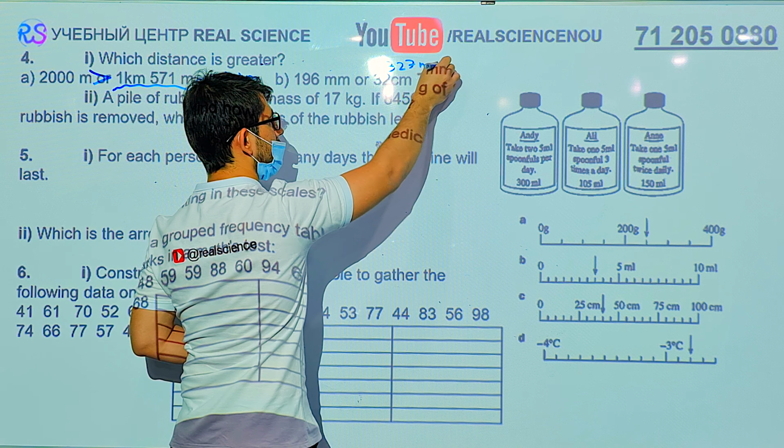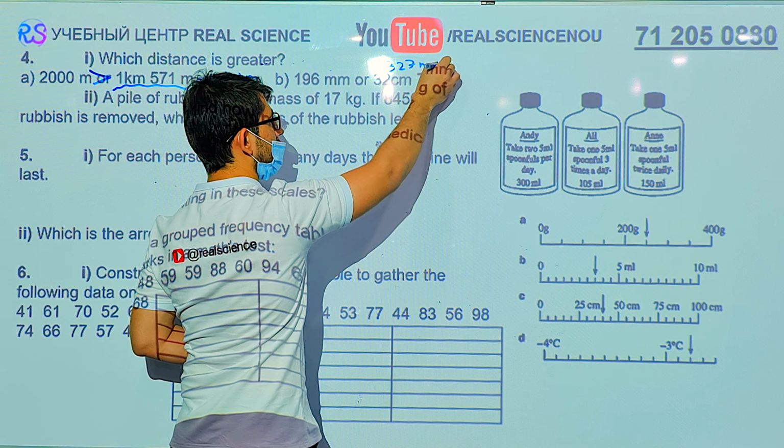So second, a pile of rubbish has a mass of 70 kilograms. 17, right? And can you change it to kilograms too? 8 kilograms. 8.45 kilograms, right? Why? Because you are dividing it by 1,000. Kilo means 10 to the power of 3, which is 1,000. So you are dividing by 1,000 to change grams into kilograms.